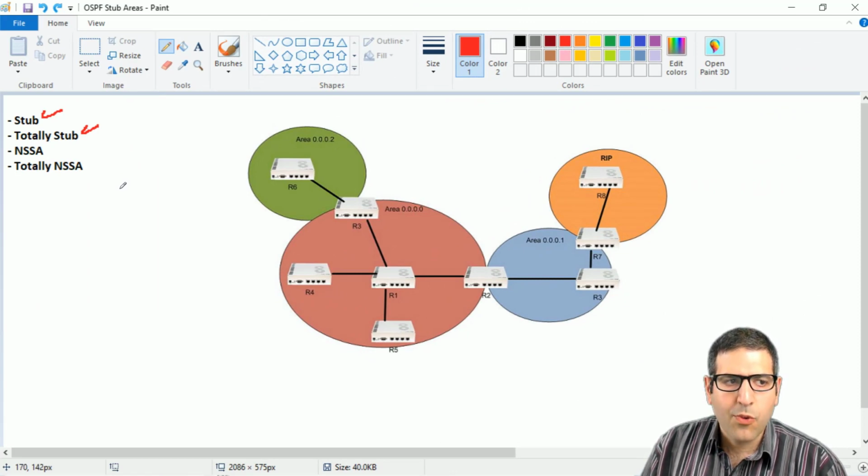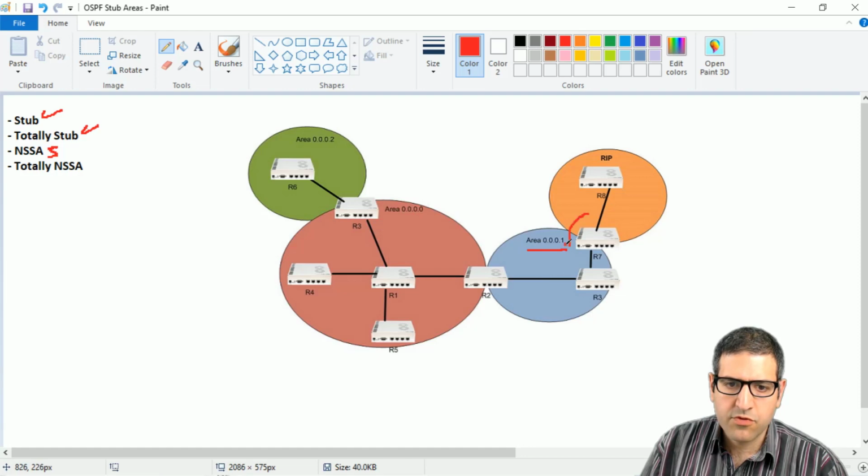Okay, so what is NSSA? Actually, NSSA is the same as the stub. Like we said, in the stub it will block the LSA number 5, and NSSA also blocks the type number 5. Okay, but why do we need NSSA? In case we have, like here, area 1, and we really want to make this a stub area, but we said that if we make it a stub area, then it will block all LSA type number 5.